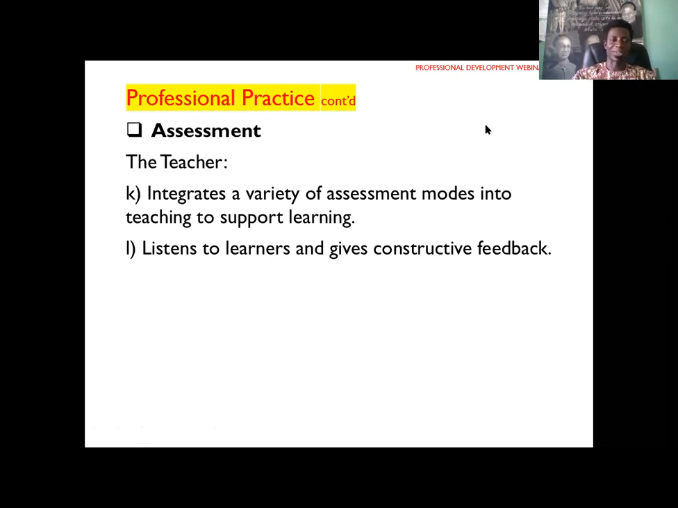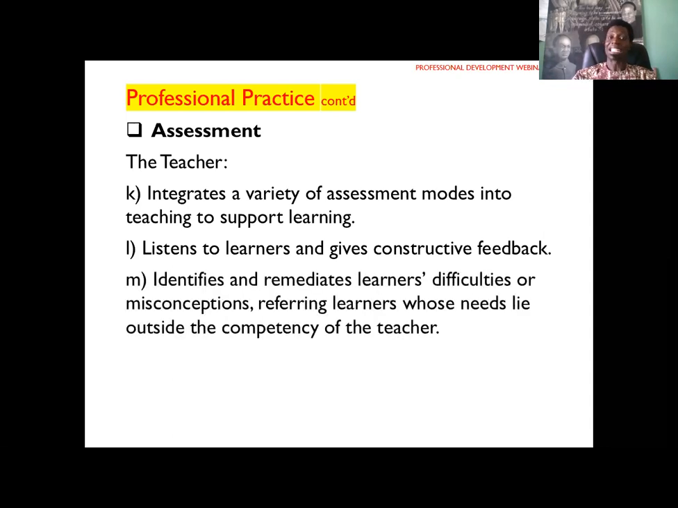Okay, so we continue. We mentioned that the teacher integrates a variety of assessment modes into teaching to support learning, and he listens to students and gives constructive feedback in the assessment process. The teacher identifies and remediates learners' difficulties and misconceptions, right? The difficulties they have or the misconceptions they have about things, referring learners whose needs lie outside the competency of the teacher. Yes, so that is it. That's referral. You refer them to something where they can learn further.